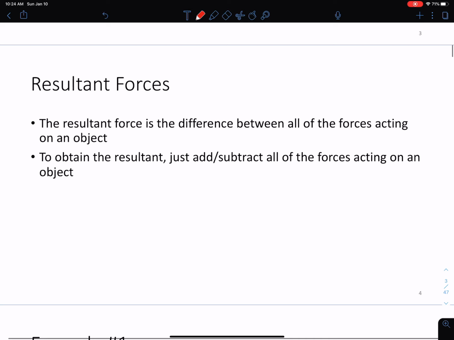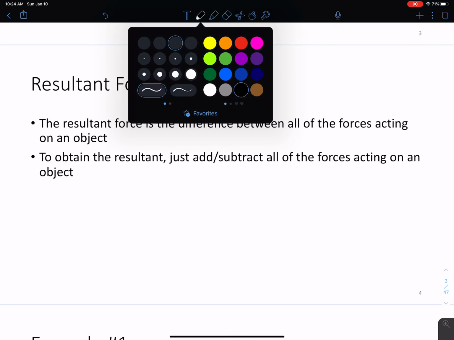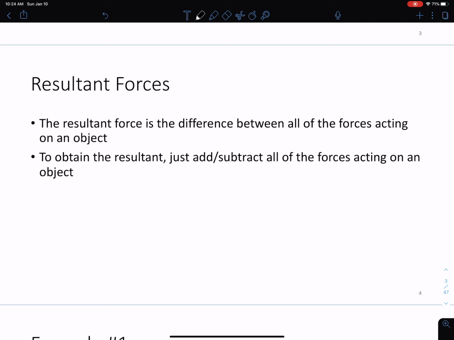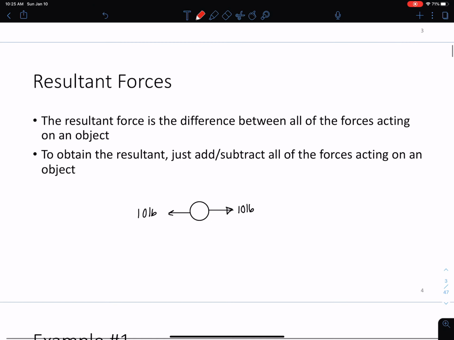Okay, so a resultant force is basically the difference between all of the forces acting on an object. And when I say difference, that could be addition or subtraction. So for example, if I were to have some object right here, let's just say this is some ball or something, and I would have a force tugging on this object in this direction that's equal to 10 pounds. Okay, and let's say I have a force tugging on the ball in this direction equal to 10 pounds. So you could think of the resultant force as our net force.